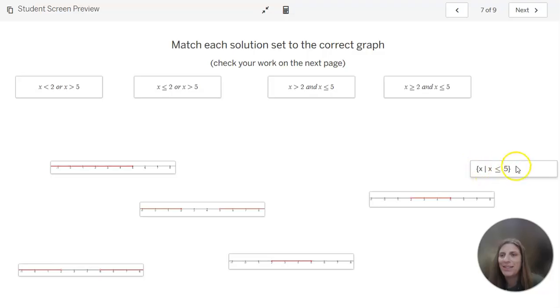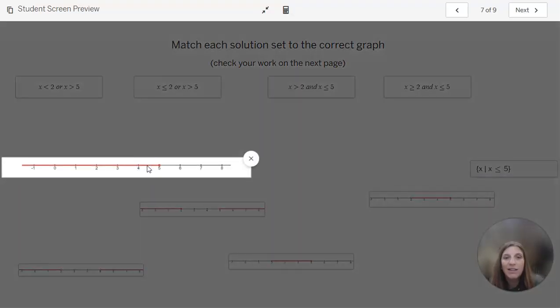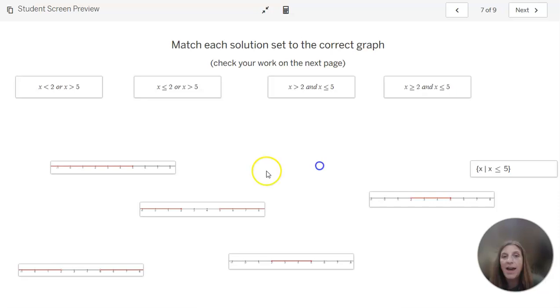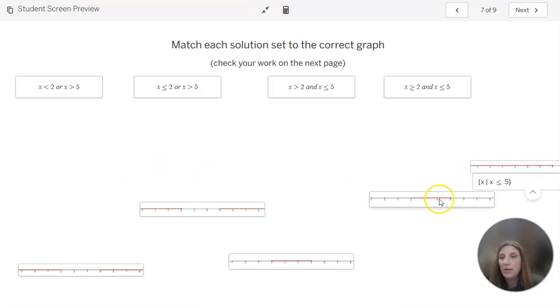Actually, let's start with this set builder. The set of all x such that x is less than or equal to 5. So we know we're going to need a closed circle on 5, and we know it's got to be less than. If you look, you can click on them to make them bigger, but this one has a closed circle on 5 and all the numbers shaded less than. So that is going to go with this one.